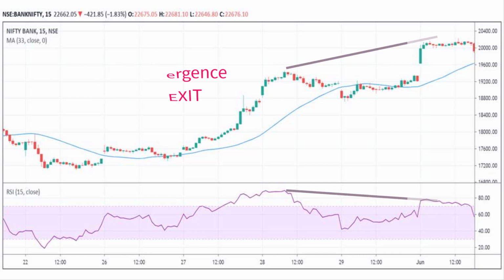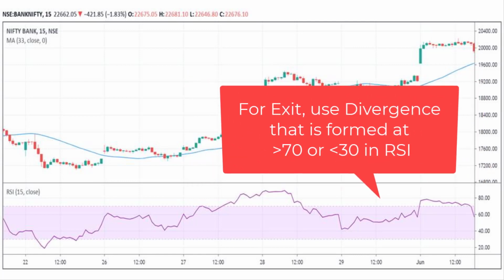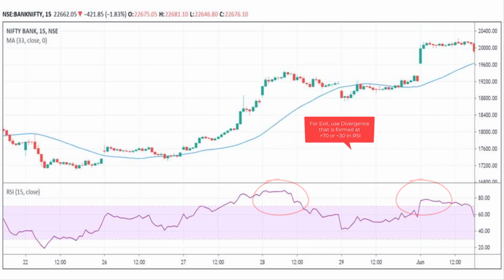And there's one more thing I'd like to point out. Valid divergences are often created at the overbought or oversold zones of RSI. So when you look for exit, you have to look for divergence that is above the RSI 70 level. If you see a divergence in between the 70 and 30, then you can ignore it.